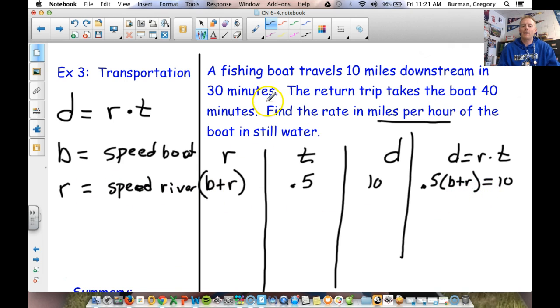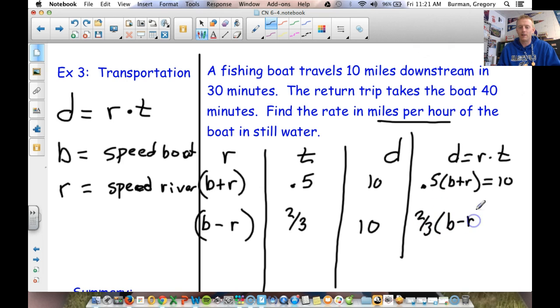Now going back up the river, we're going against the stream. So it's going to be the speed of the boat minus the rate of the river. And it's going to take 40 minutes this time. And 40 out of 60 is 2/3, or 0.6 repeating. I'm going to leave it as a fraction because that's easier for me to get into a calculator, since I can't get a repeating button in the calculator. And it's the same distance of 10 miles. So when we multiply these things together, I'm going to get 2/3 times (B minus R), and that's going to be equal to 10.